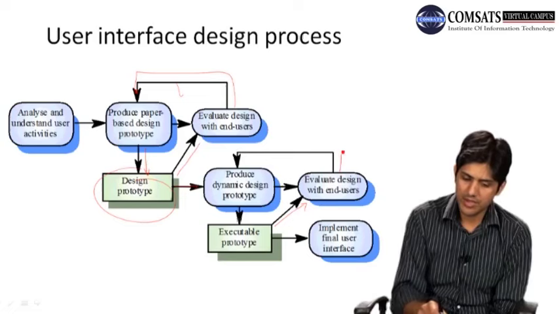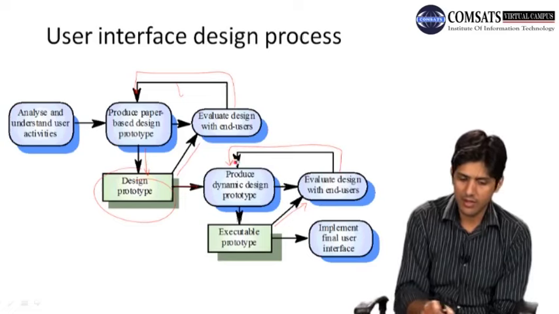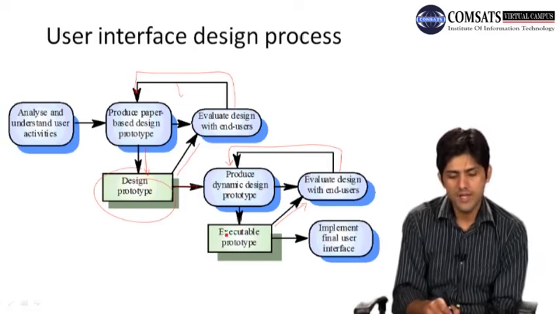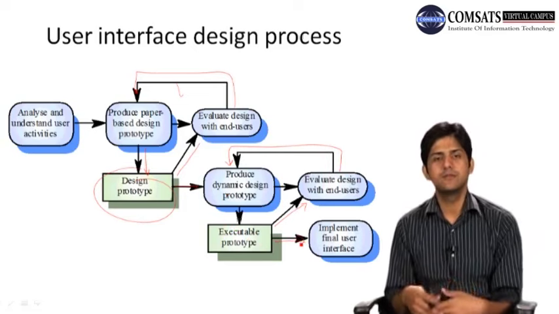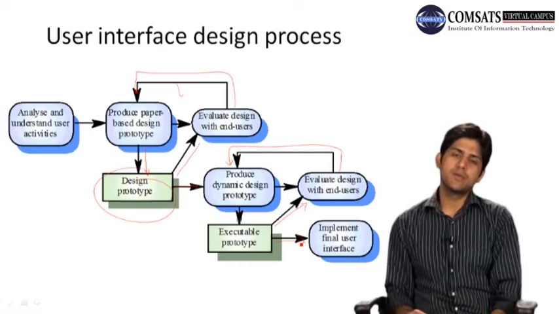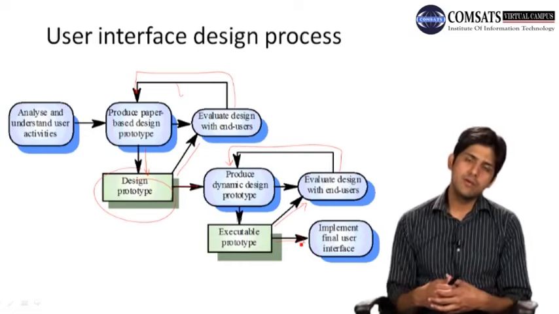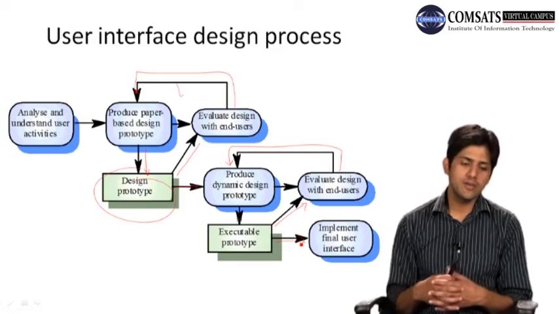The end user may have some recommendations and ask us to make some changes, and then we come back here again and solve these problems. Then our design is finalized, and then we implement the final user interface. So what is the design process? We saw what things are involved inside the user interface design process.